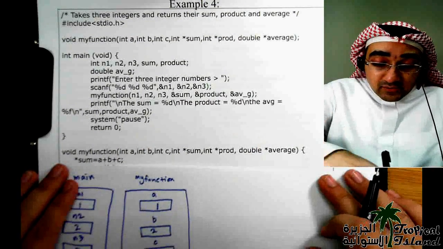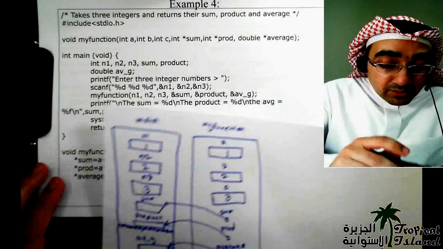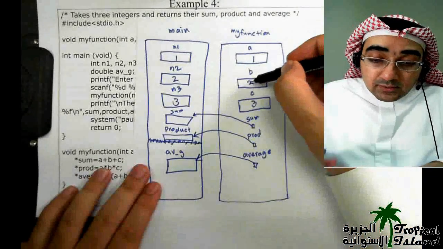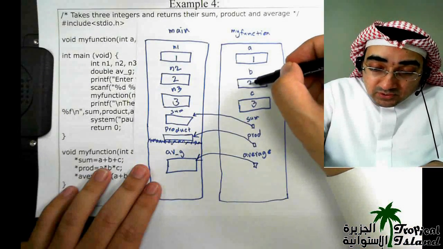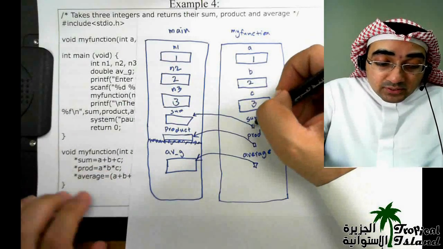Then after I initialize, I go inside my function and I have sum is equal to a plus b plus c. So I have to do the expression first. I have to do a plus b plus c. So 3 plus 2, that's 5, plus 1 is 6. So I have 6 stored into the pointed value by sum.